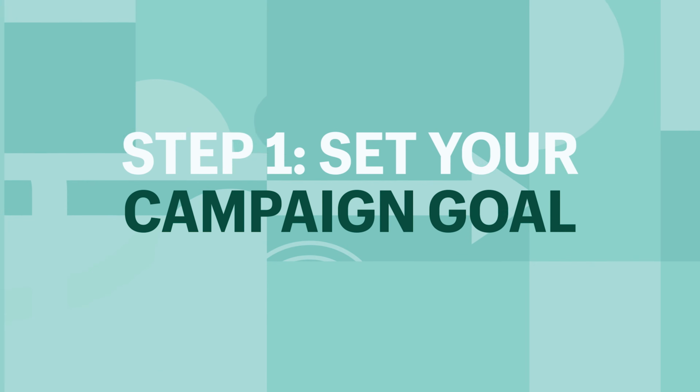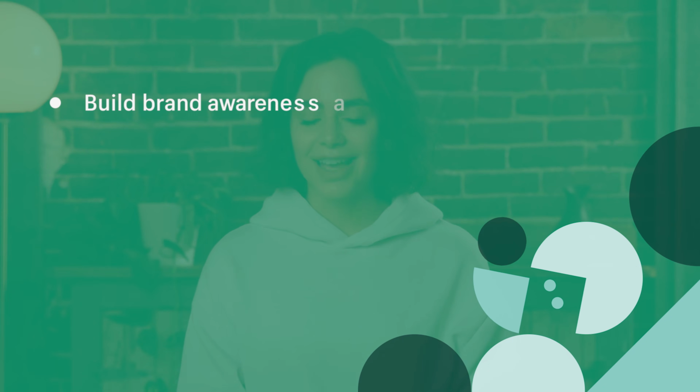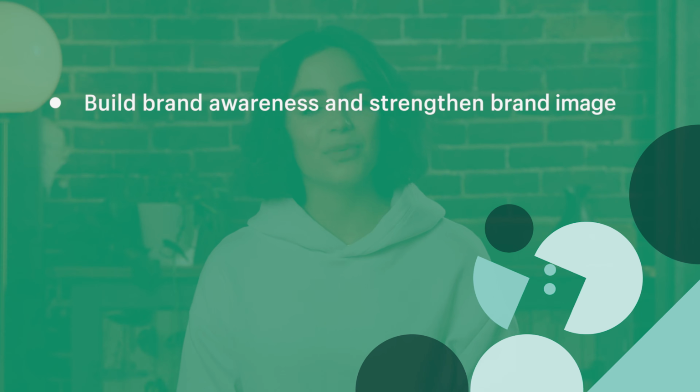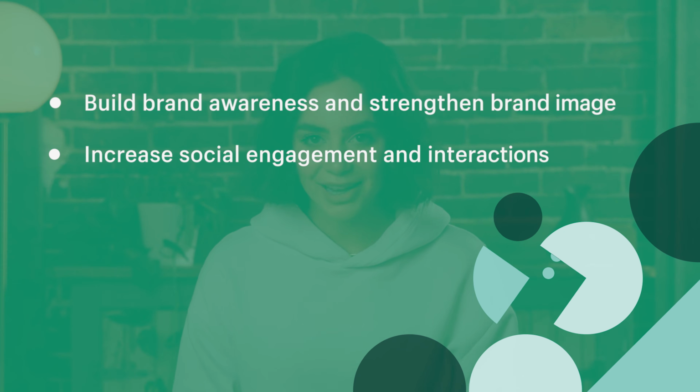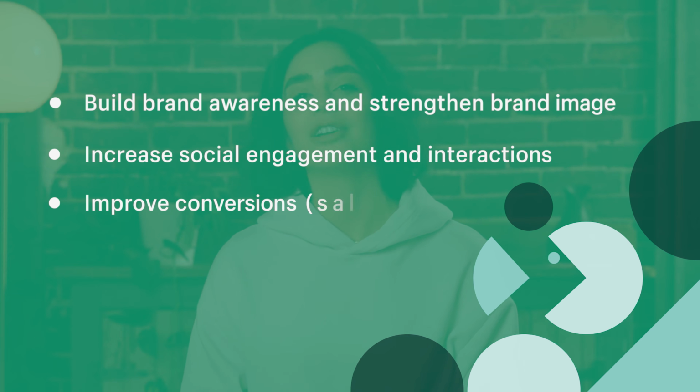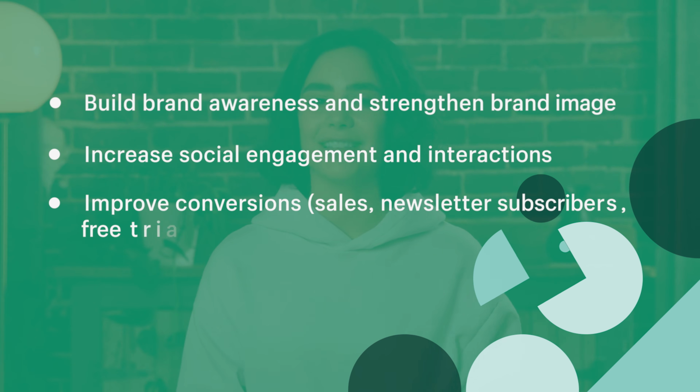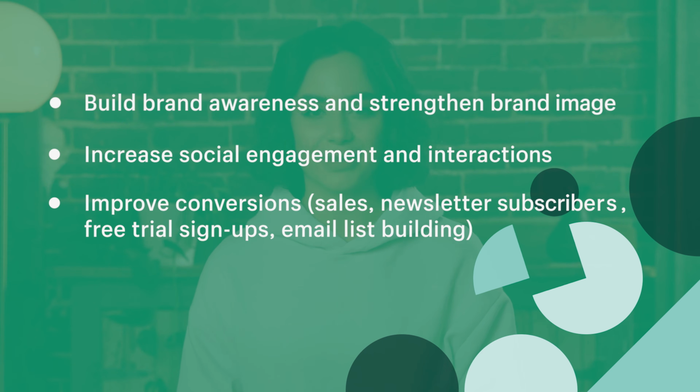Step 1 is to set up your campaign goal. The first step is to ask yourself what your goal is. Why do you want to work with an influencer? Now, obviously making more sales is a big one, but there are other options that you might not have thought about. Examples of more common goals are to build brand awareness and strengthen brand image. You may also want to increase your social media engagement, or you could focus on improving conversions like newsletter subscribers, free trial signups, and email list building.